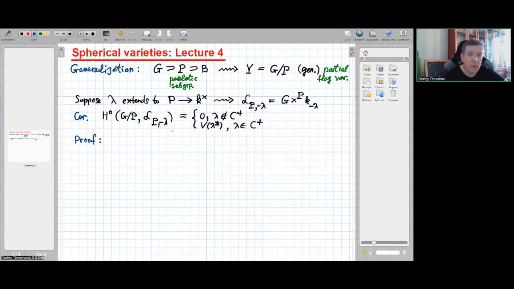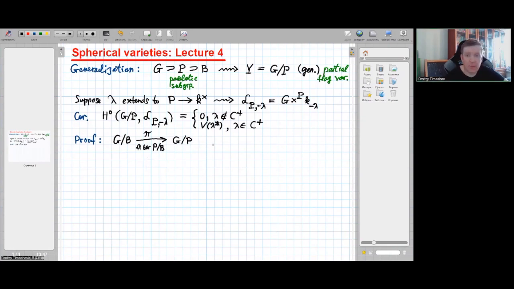So how can we deduce this statement from the Borel-Weil theorem? Let us consider G mod P as the base of a fibration with total space G mod B. So we have a natural projection map from G mod B to G mod P. Let me denote it as pi. With typical fiber P mod B. Okay?